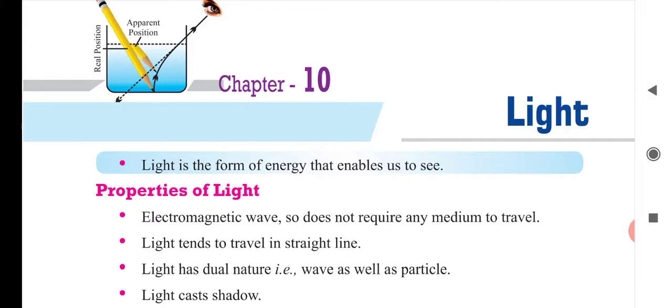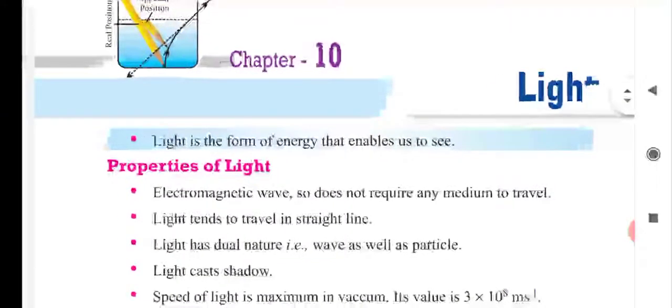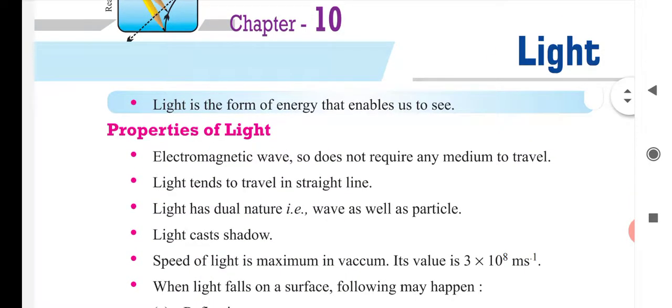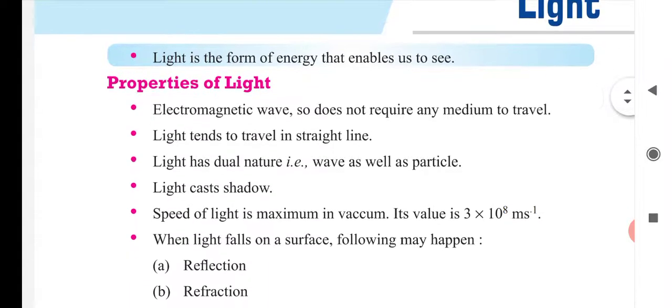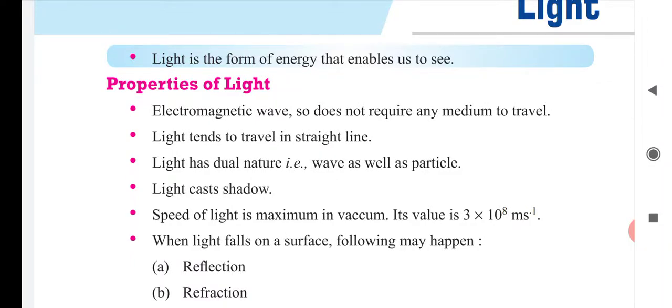You also know light tends to travel in a straight line. And light has dual nature: light behaves as a wave as well as a particle. Dual nature of light you will be learning in higher standards. Next, light casts shadow. You know this also, without light we will not get any shadow.